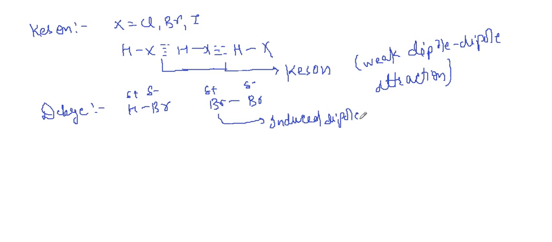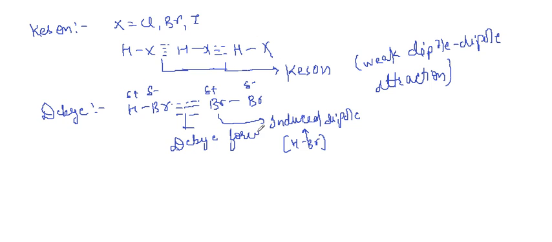What is it induced by? It is induced by HBr. HBr induces the dipole. Initially it is not a dipole, but it is induced by HBr, so it is known as an induced dipole. This is a dipole, this is an induced dipole, and that weak force is known as the Debye force.